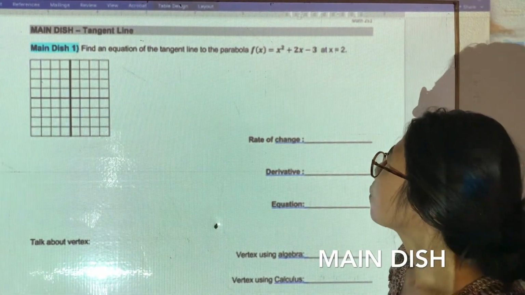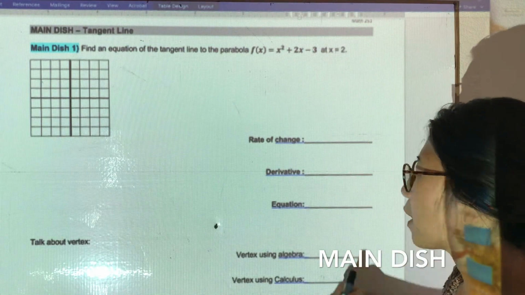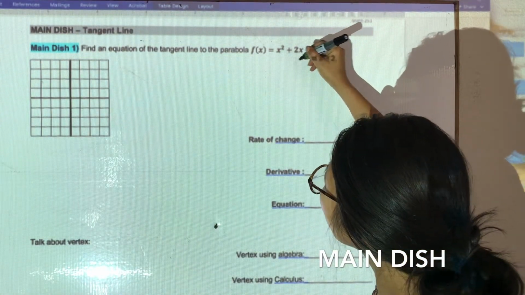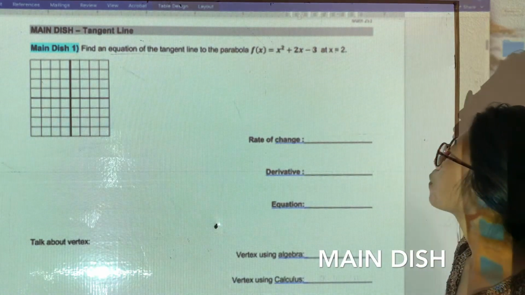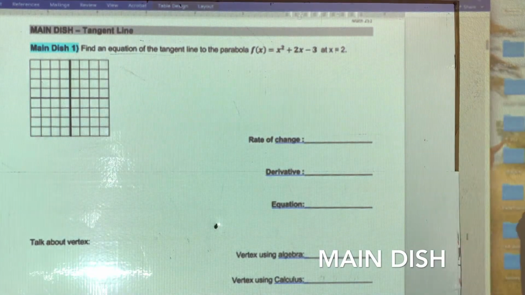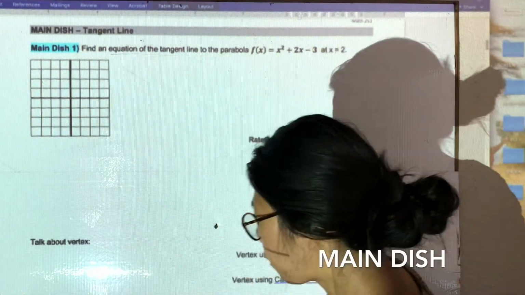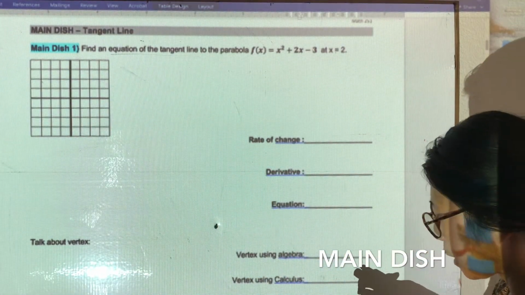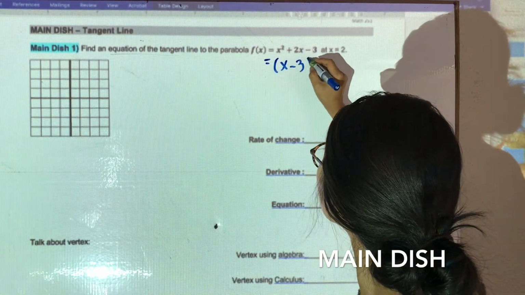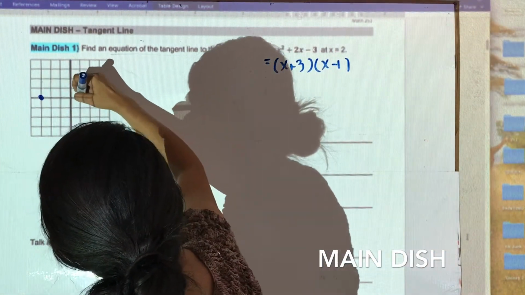So let's make our equation a little bit harder than the previous one, and then we are going to follow the same format as well. So I want to find the equation of the tangent line of the parabola at x equal to 2. What does that mean? Do you think we can graph this one? Let's try to graph it together. So if I want to graph a given function, I see here that I can factor it as x plus 3 times x minus 1. So the x-intercepts are negative 3 and 1.